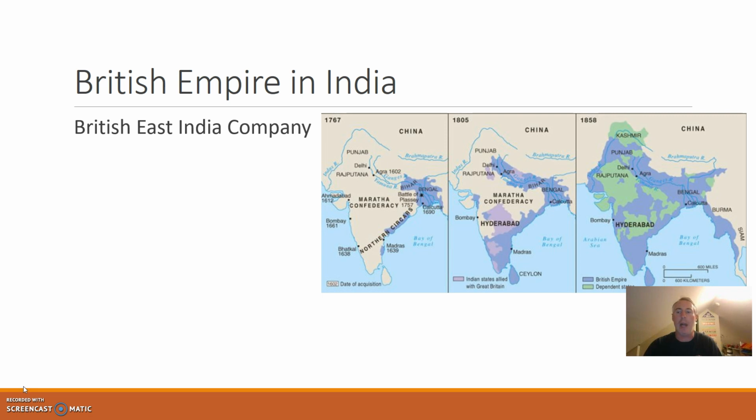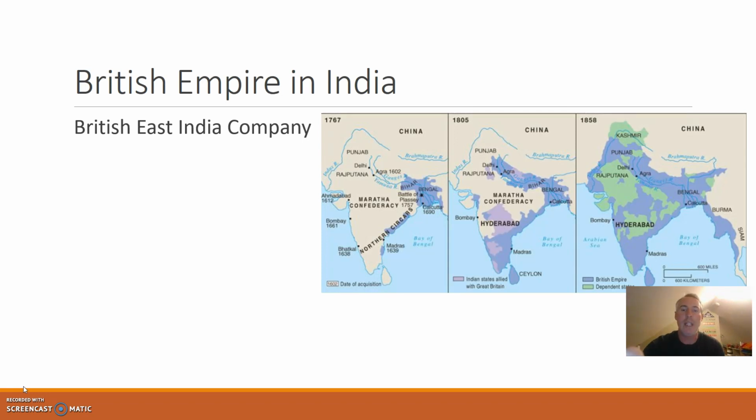So the Mughal Empire, right, that was that large Muslim empire that had centralized and consolidated power in India throughout the 1600s. By the early 1700s, that was in serious decline. Political power in India was very splintered. The British East India Company took advantage of this lack of strong leadership by expanding its power in India.